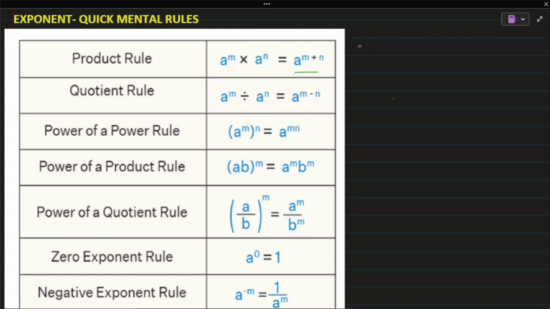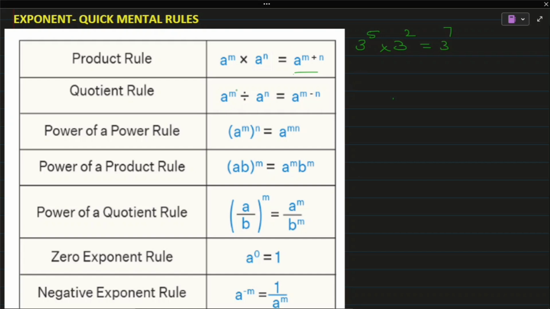For example, 3 raised to 5 multiplied by 3 raised to 2. Here you can see the base is the same, so for multiplication add the powers. So 3 raised to 7. The answer is 3 raised to 7. Add the powers.